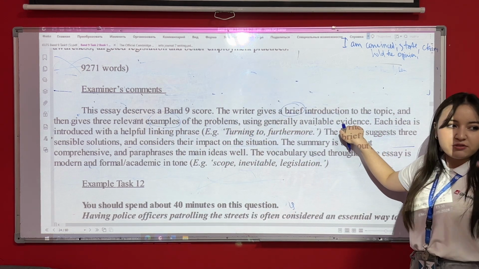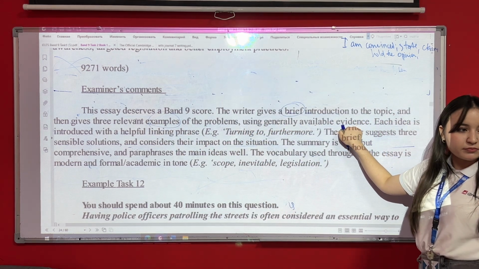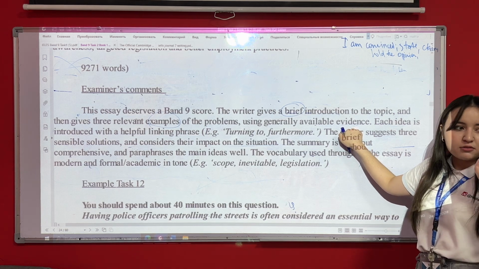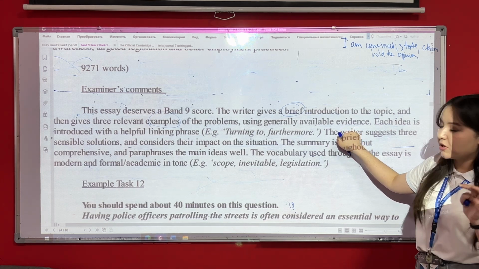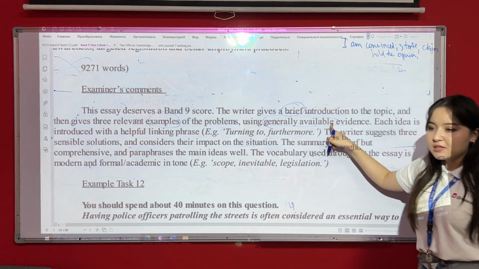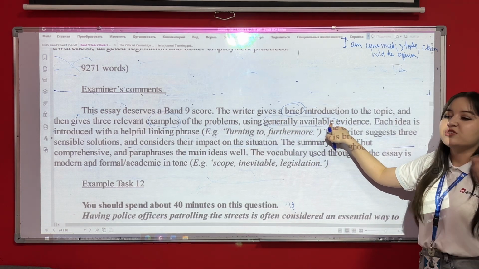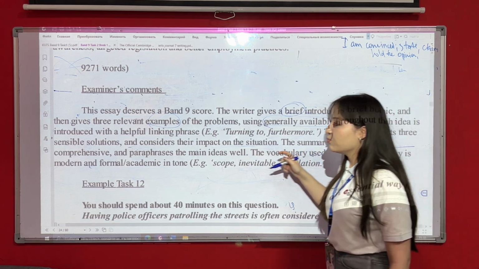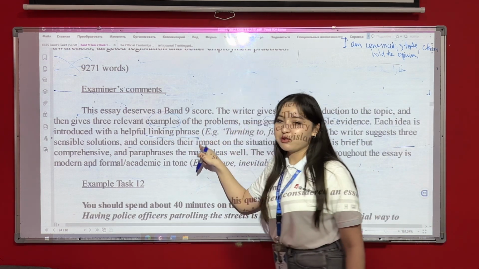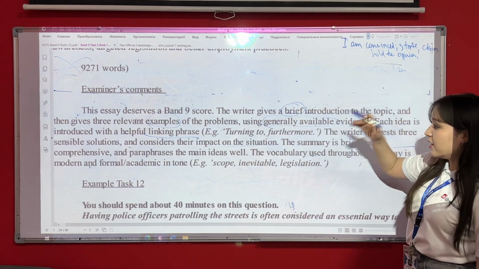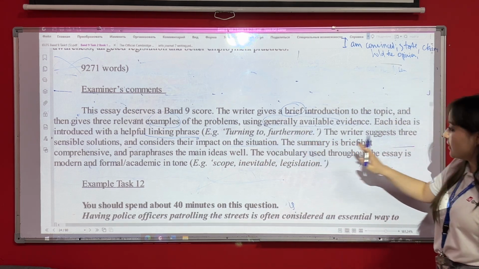What does generally available evidence mean? Evidence, available, yes, about the Western countries, about junk food and so on, right? Generally available means that it is familiar to the general reader. Very good. So each idea is introduced with a helpful linking phrase. The role of linking words, guys. Do you see, it is about coherence and cohesion, right? Turning to, furthermore, and so on.